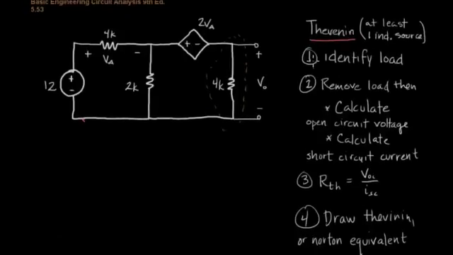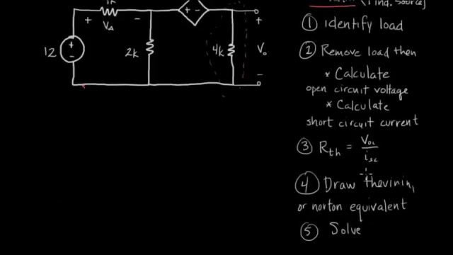First, we identify the load, and that's what I've done here. Then we'll remove the load and redraw the circuit twice. Once we'll draw it as a short circuit across where the load was, and then as an open circuit where the load was. And we'll solve for the open circuit voltage and the short circuit current. This is when we have at least one independent source and one dependent source. This is the only way to calculate R Thevenin.